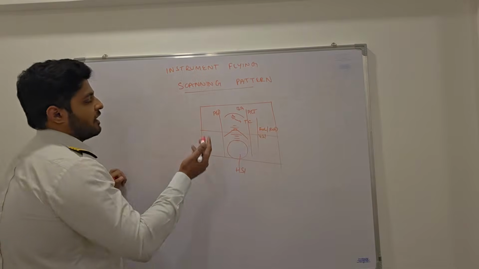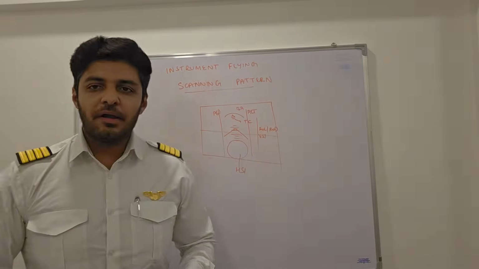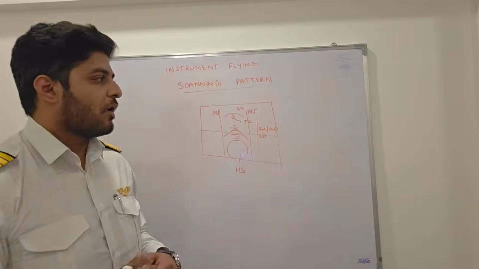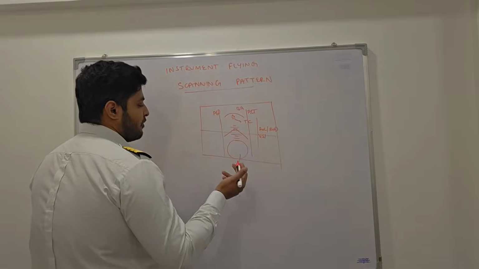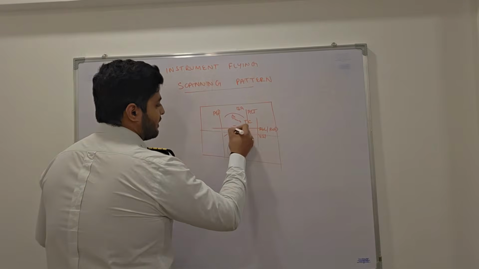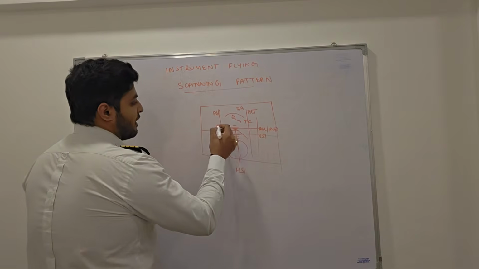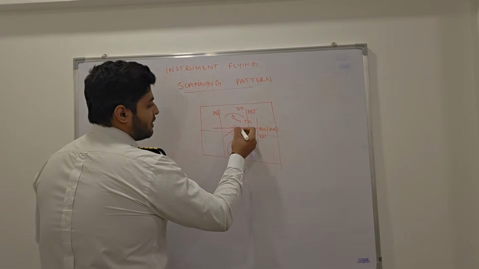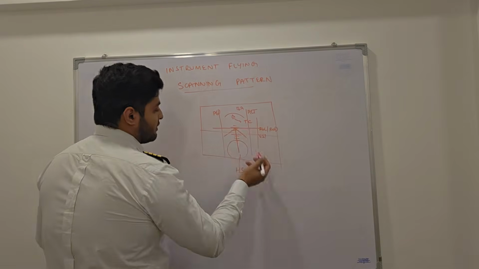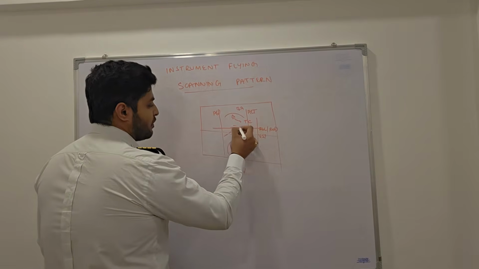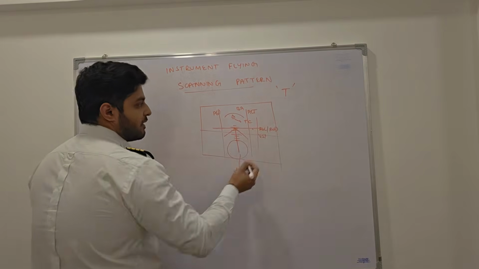So scanning pattern is basically how we look at the instruments so that we can maintain our parameters. There are different types of scanning patterns. For example, I start with the basic one, which is the T-scan. T looks something like this. In the T-scan we scan speed, attitude, altitude and direction. We can even go like this: attitude, airspeed, attitude, altitude, attitude, direction. So this is the T-scan. Next is the radial scan.